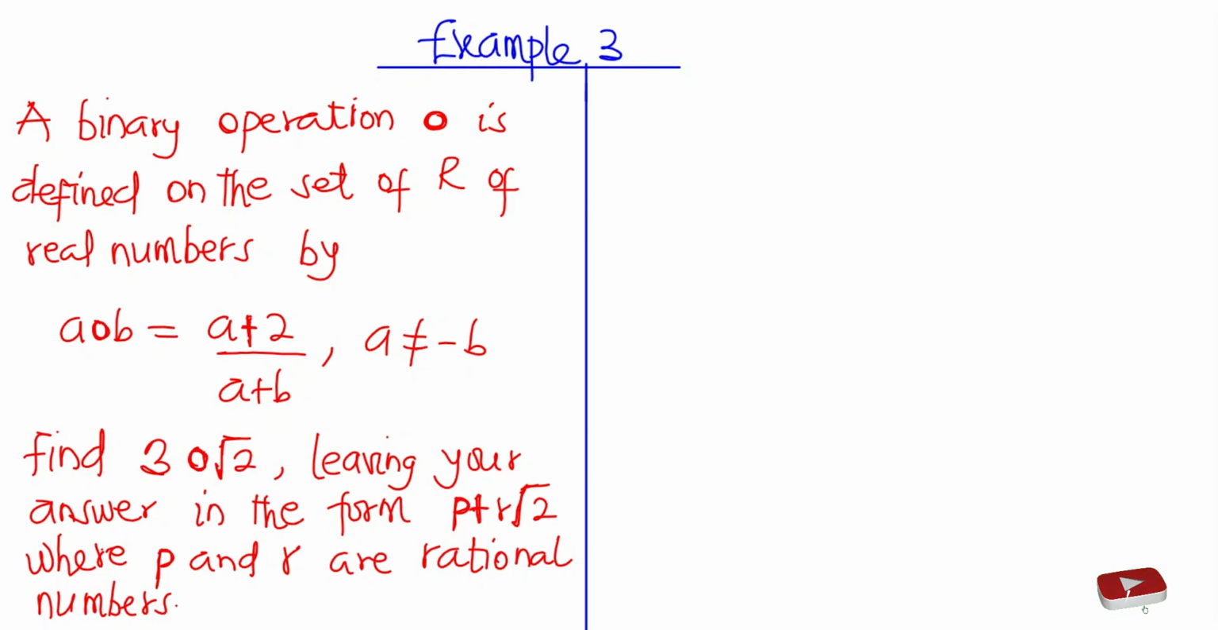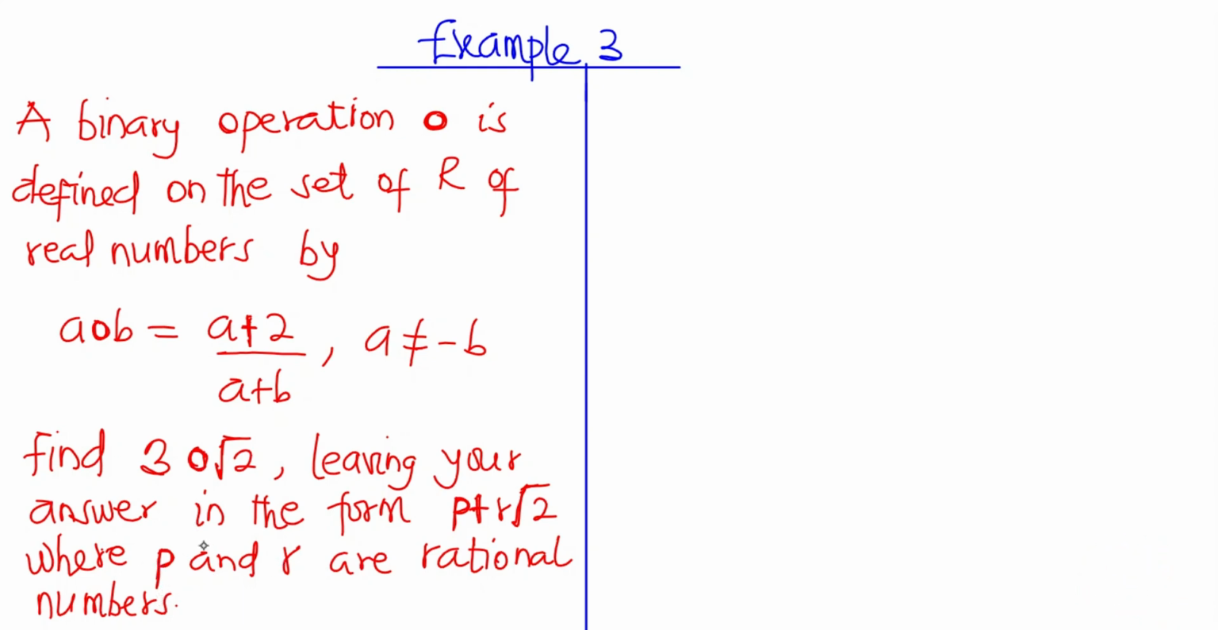So that happens to be example 3, and example 3 says that a binary operation, let's call this dot, is defined on the set of real numbers by a dot b is equal to a plus 2 divided by a plus b, such that a is not equal to negative b. Find 3 dot square root of 2, leaving your answer in the form p plus r square root of 2, where p and r are rational numbers.